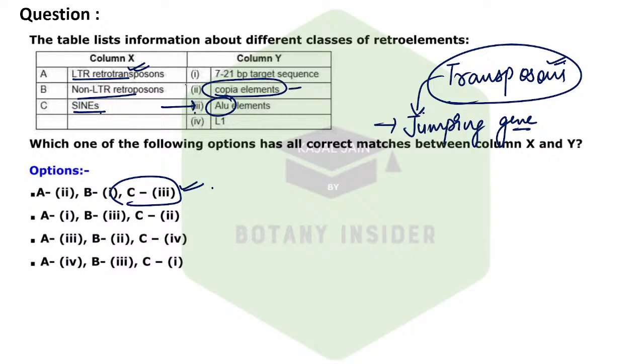So non-LTRs, LTR is Copia element. One gets marked with second, and non-LTR, you can keep a note. Over here you have 7 to 21 base pair sequences. I've just told you the exact same thing. See over here?